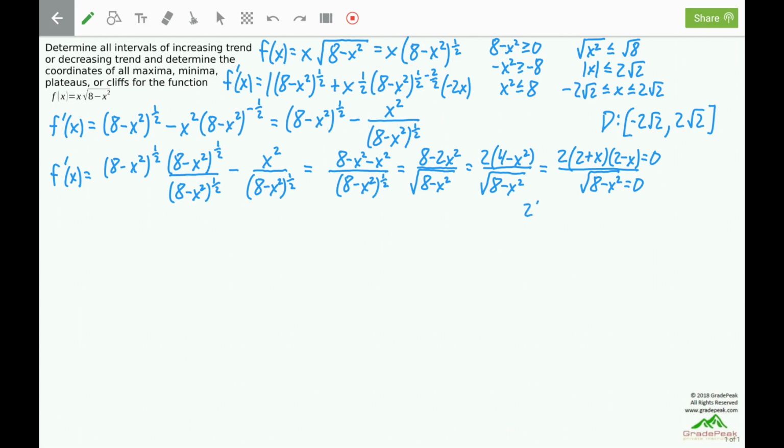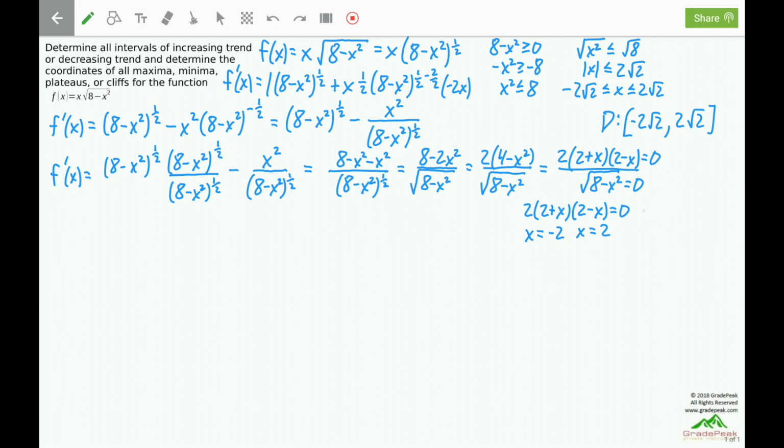Starting with the numerator, which is already fully factored. The 2 can divide out and does not matter here. But this will lead to x equals negative 2 and x equals positive 2.